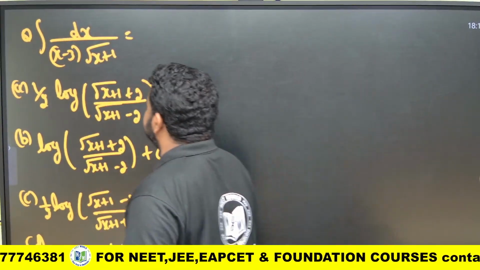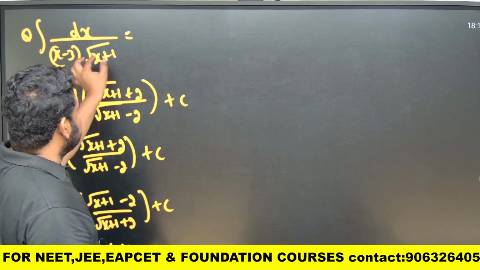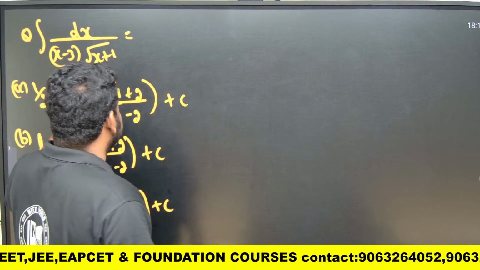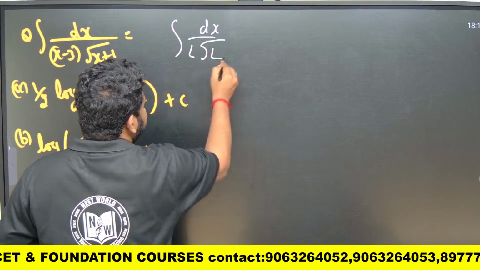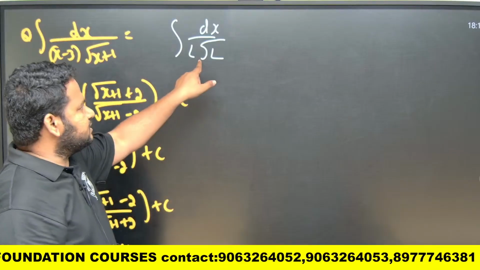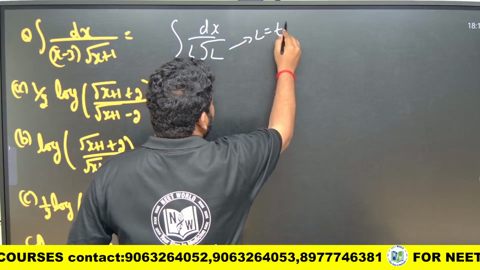So now what they have given: integral of dx by x minus 3 into square root of x plus 1. Which type is this? Integral of dx by linear into square root of linear. At that time I told you, whatever is within the square root, that linear I have to put as t square.